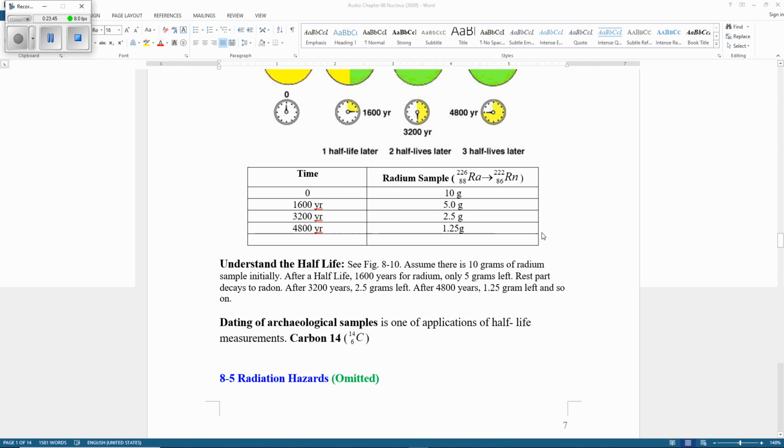Now I'll give you the definition again using a table. Suppose when time equals 0, you have 10 grams of radium. After 1,600 years, 5 grams are left. Another half-life, you have 2.5 grams left. Another half-life, you have 1.25 grams left. So you cut half, then half of the half, then cut again.